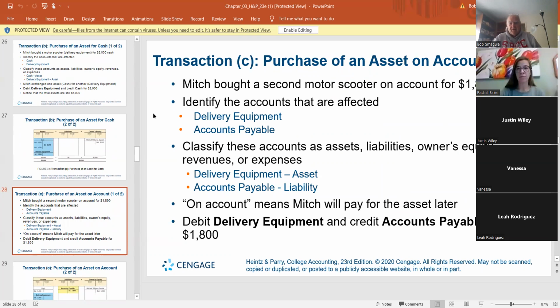He bought something on account. Remember the magic words, on account, and nobody had money. So as soon as you see on account, you know it's going to be accounts payable or accounts receivable. So he bought a second motor scooter on account for $1,800. Well, let's see. He got some delivery equipment, but we know nobody had cash, so it has to be a bill he's going to pay later. So we're going to have delivery equipment going up and accounts payable going up. So let's see. We have an asset and a liability. We're going to debit delivery equipment and credit accounts payable.